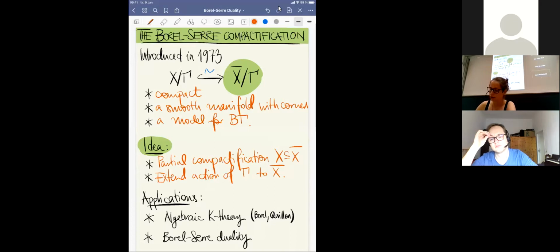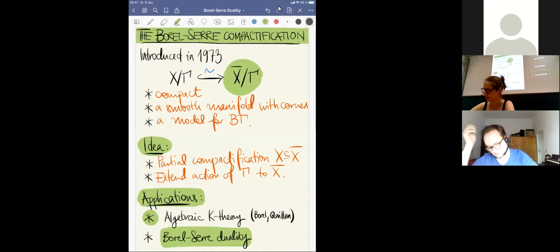This is a very, very useful compactification, primarily because it is a model for the classifying space and it's not a very singular compactification. Just to name two of the most important applications of this space, as far as I know: first of all, we have some important calculations in algebraic K-theory due to Borel and to Quillen, calculating the ranks of certain K-groups and also showing that these are finitely generated. And then secondly, we have Borel-Serre duality, which is what we'll be talking about in this talk.